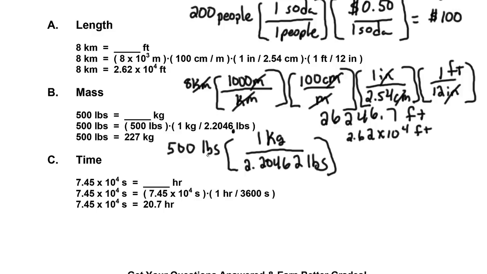So 500 pounds, the pounds drop out. So I take 500 divided by 2.20462. And I get roughly 227 pounds. Or excuse me, kilograms. 227 kilograms. See, it has to have units of kilograms. The pounds dropped out.